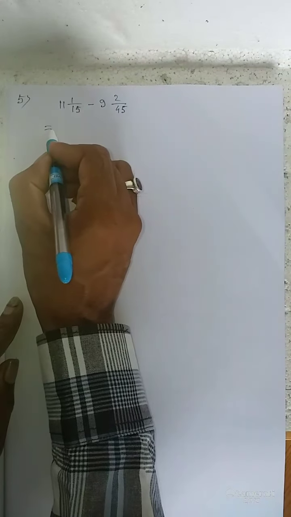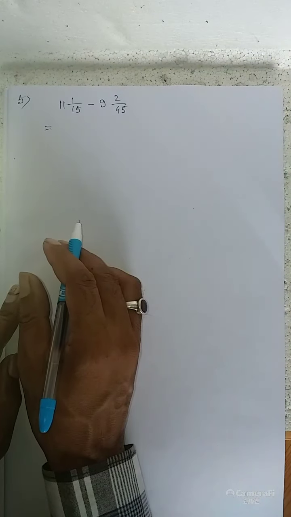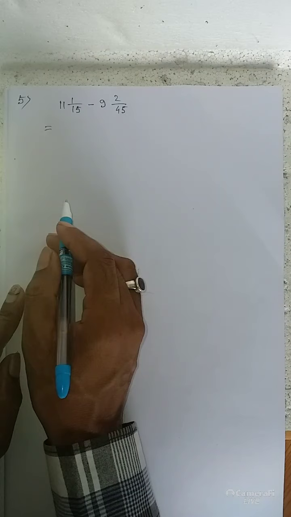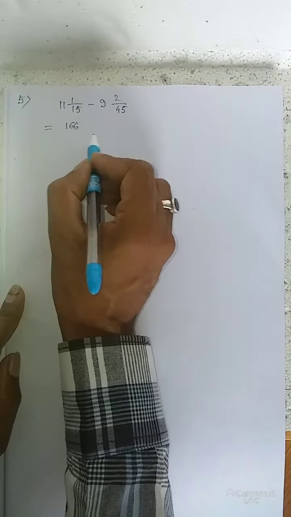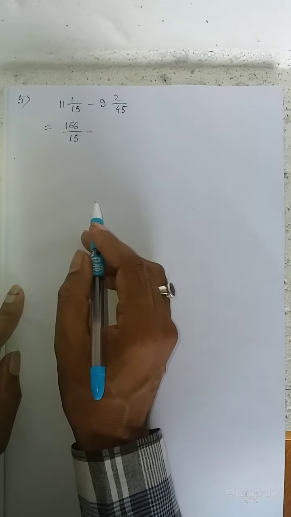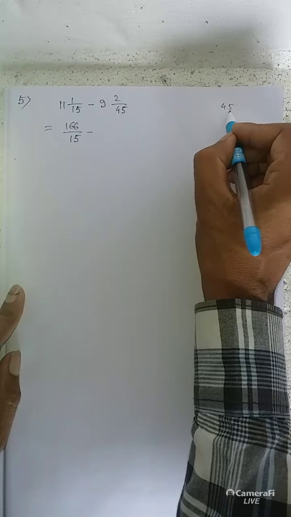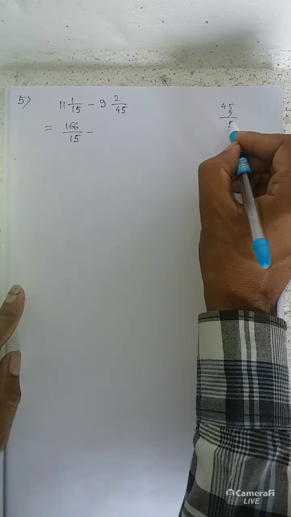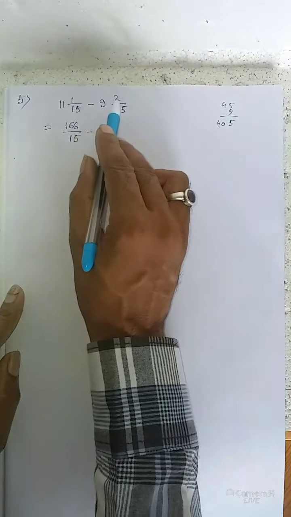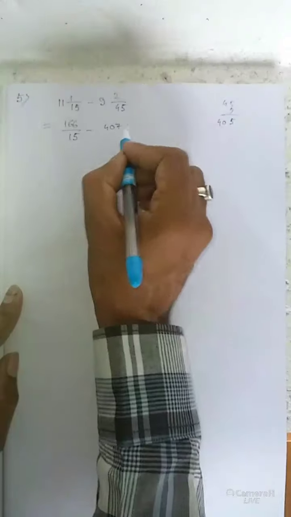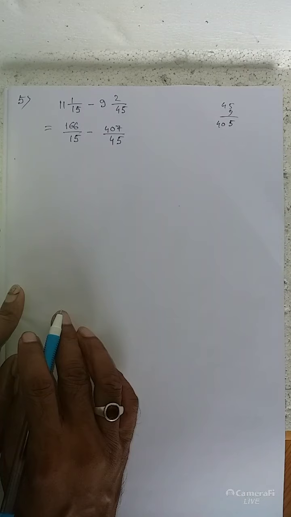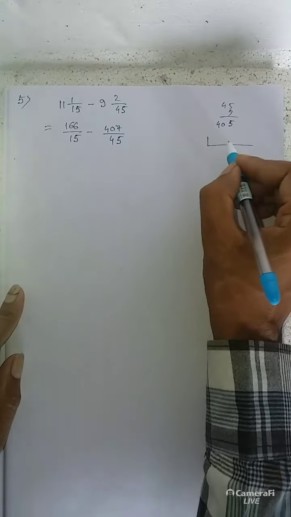First we will convert the mixed fractions into improper. 11 15s are 165 plus 1, 166 by 15 minus 9 multiplied by 45 plus 2. 45 into 9, 9 5s are 45, 4 carry, 9 4s are 36 plus 4, 40, 405, 405 plus 2, 407 by 45. Now as their denominators are not the same, we will take the LCM of the denominators.